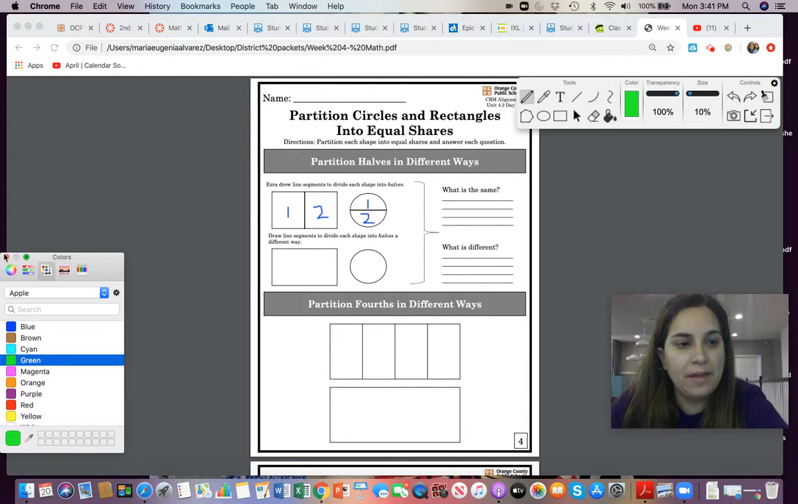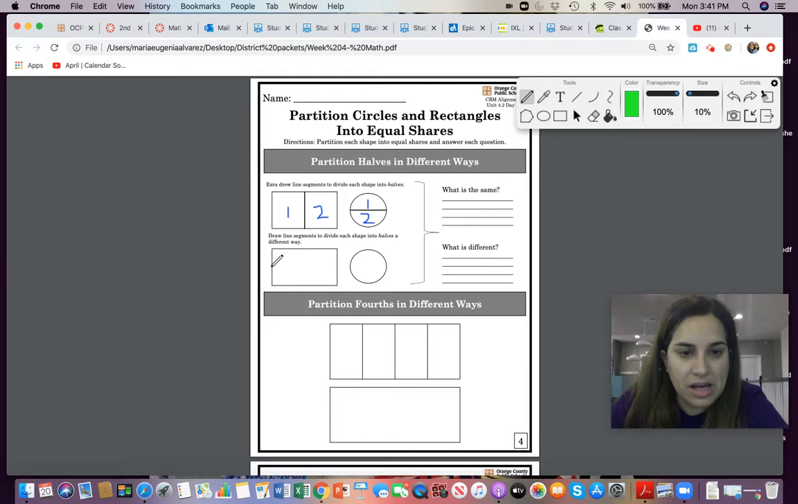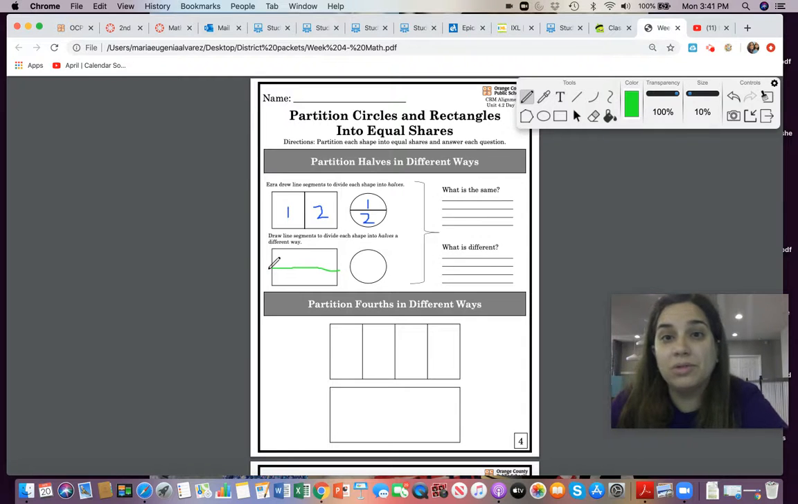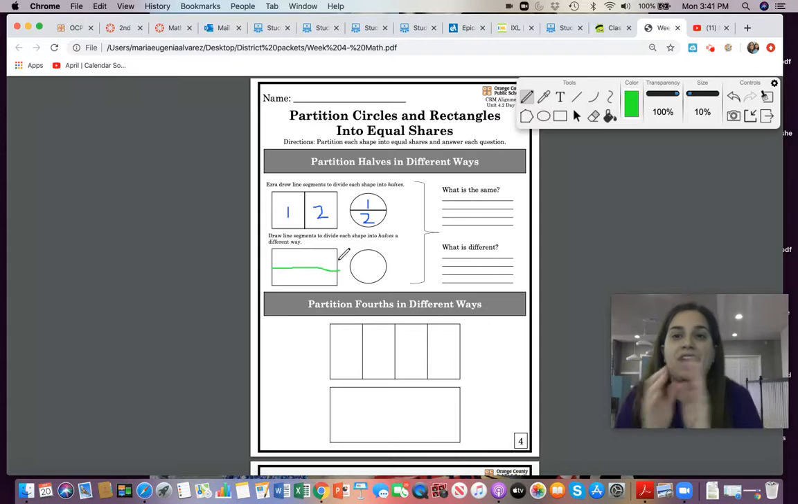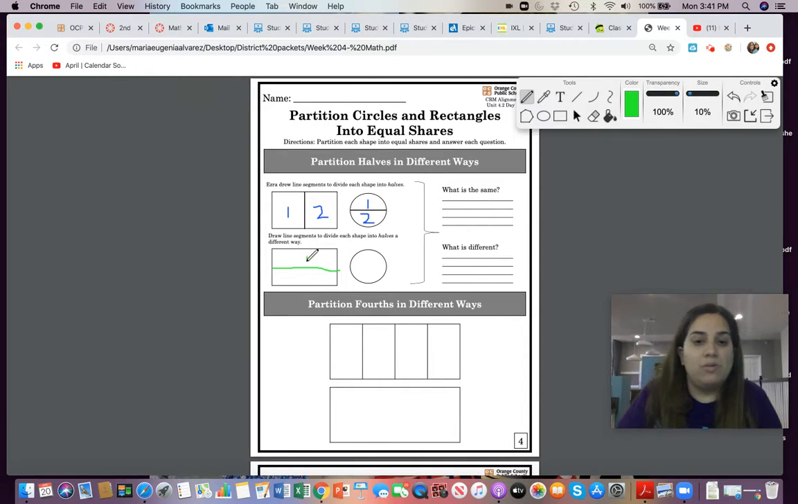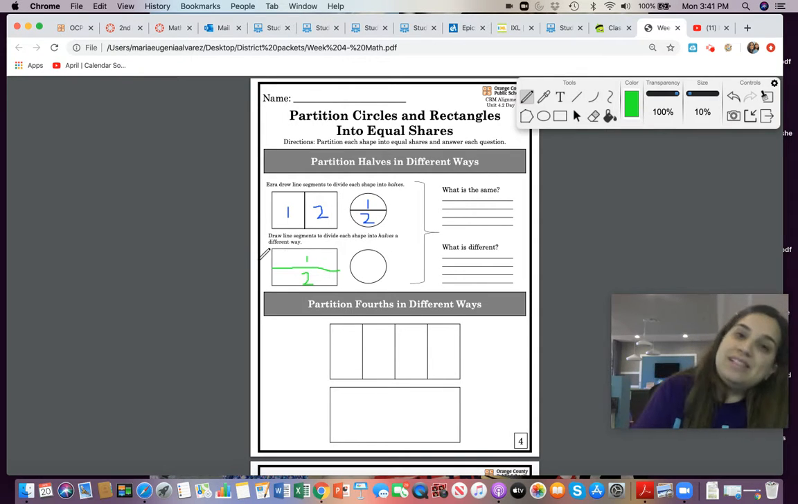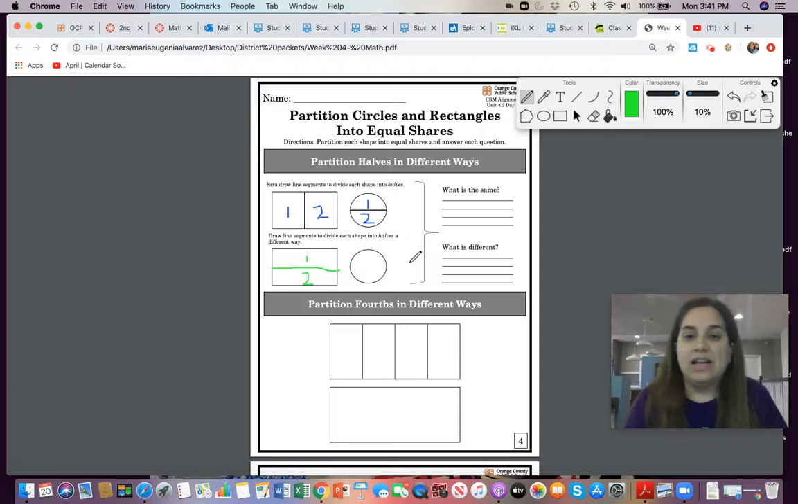Instead, let's draw a line maybe here. I don't have a ruler, so it's not straight. But you can use a ruler if you have one and make it a little bit straighter. But it's still divided in half, and it's still 2 parts. 1, 2, but it's just different. I divided it differently than Ezra did.